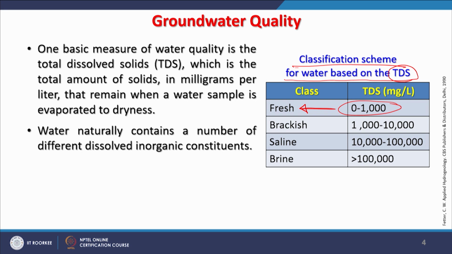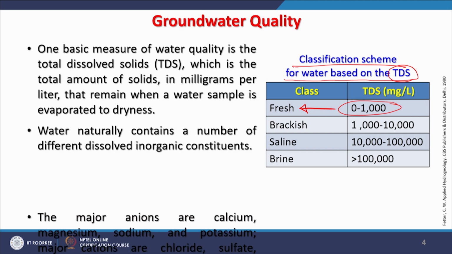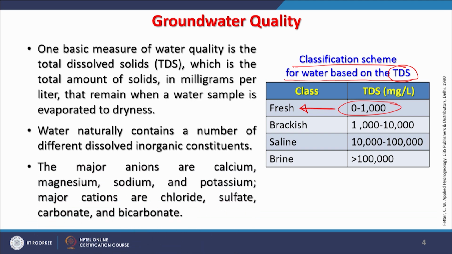So, naturally water contains a number of different dissolved inorganic constituents, and the major cations are calcium, magnesium, sodium, potassium. Major anions are chloride, sulphate, carbonate and bicarbonates. So, a natural water may have all this. Calcium is seen at various places, the natural water which is coming is carrying a lot of calcium.